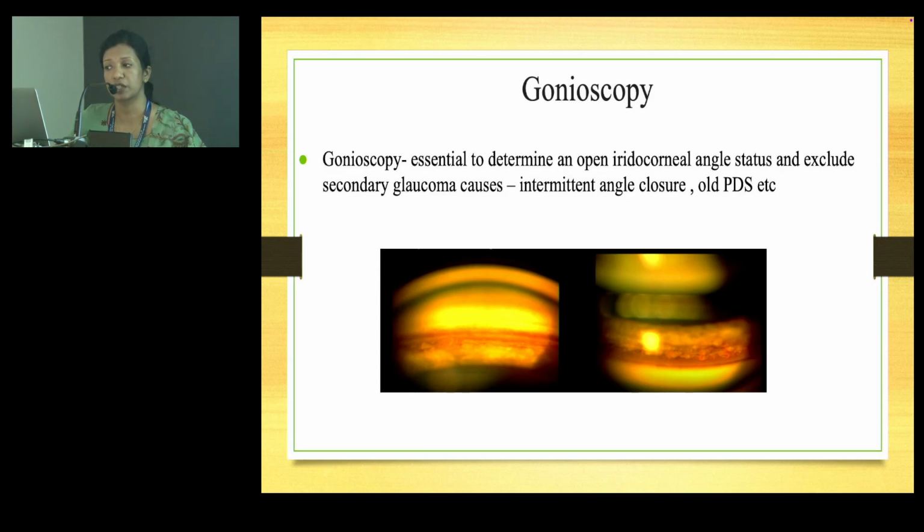You can find intermittent angle closures, old pigment dispersion syndrome. This figure, the first one shows increased pigmentation in the superior angle compared to the reduced pigmentation in the inferior angle. That is, there is reversal of pigment dispersion. Usually, you have more pigmentation in the inferior angle compared to the superior one. But in a burned out pigment dispersion syndrome, you can find the reversal.